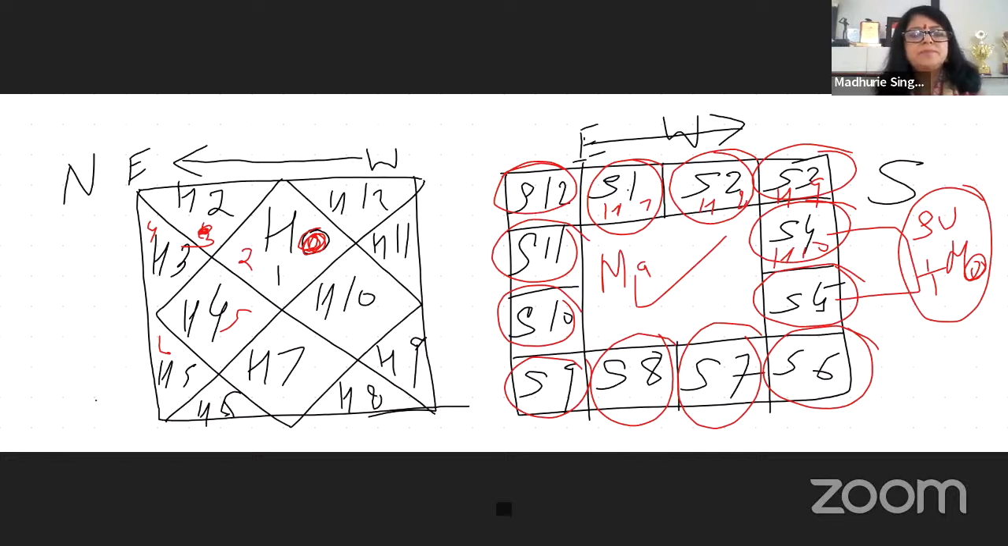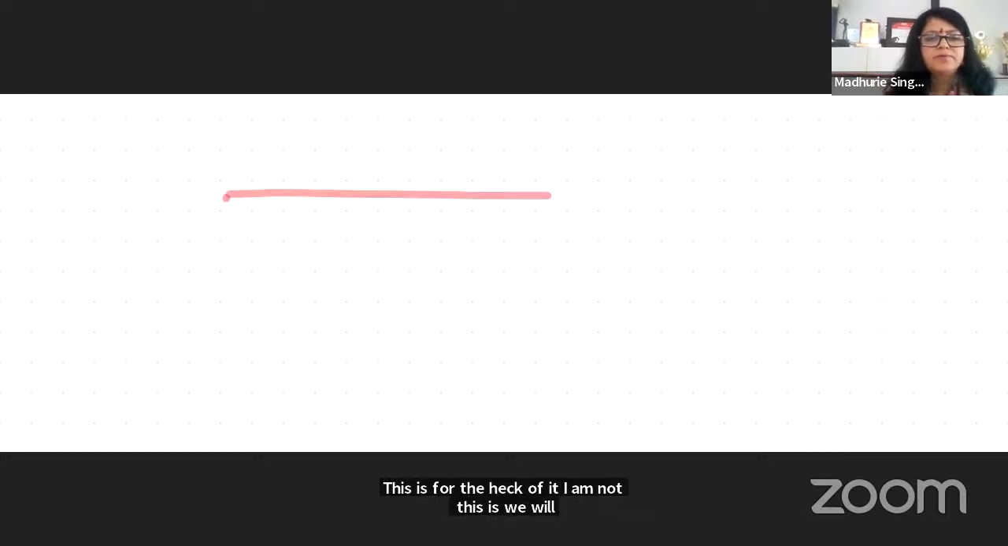If somebody tells me, let me just take, who wants to share, if you know, where is your sun in the North Indian chart? Do you know? Yes, Rupaji? Third house. Capricorn. Okay, so let's draw. This is for the heck of it. We will redo this, okay? This is just for fun.